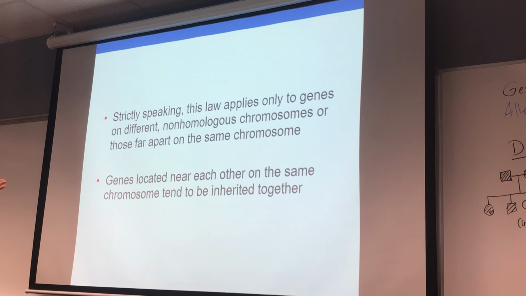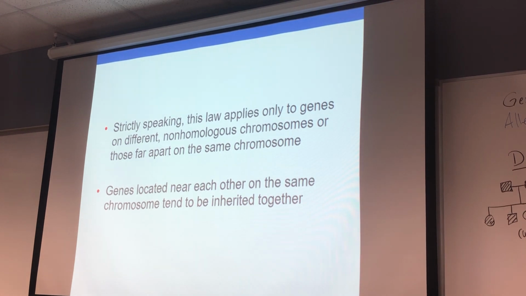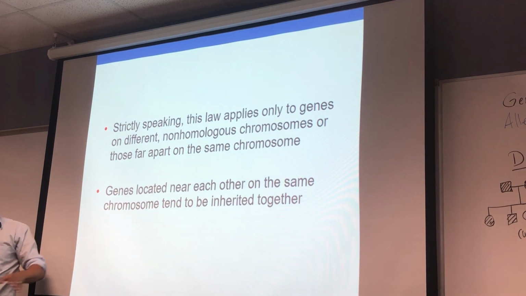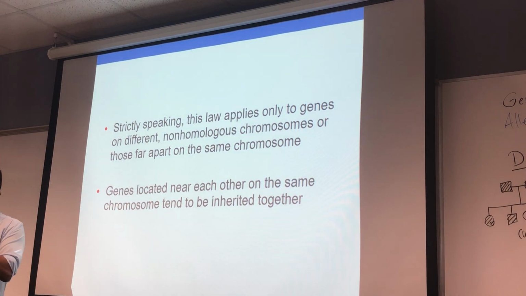This one speaks about genes that are on different non-homologous chromosomes, or those that are far apart on the same chromosome, allowing enough distance to be separated for the crossing over to take place, the tetrads, the chiasmata, right, crossing over. Genes that are near each other on the same chromosome are going to be inherited together. They will behave as the dependent assortment. Okay, they will be the linked genes.